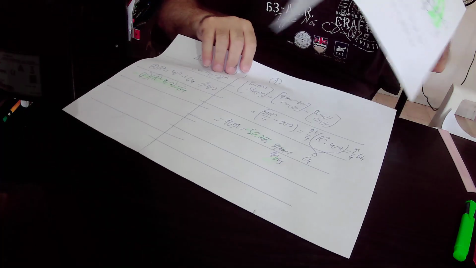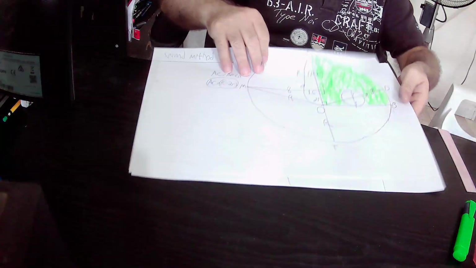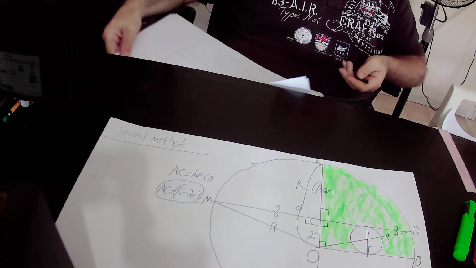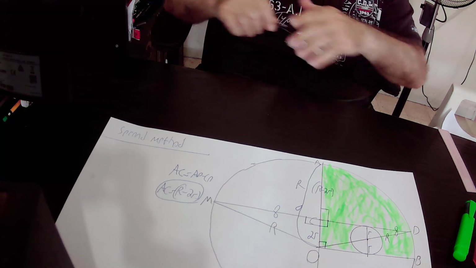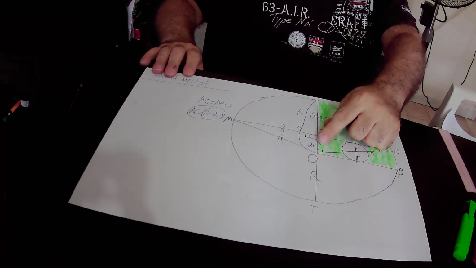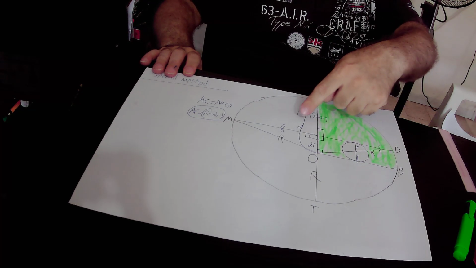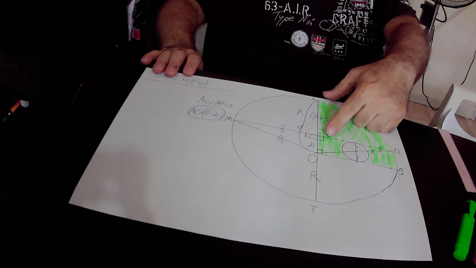Then I presented to you how to find the area of the green shape according to the second method. In the second method, we have already found in the first method that CO equals 2R. Here OA is the radius of the quarter circle that is equal to capital R. What is the value of AC?